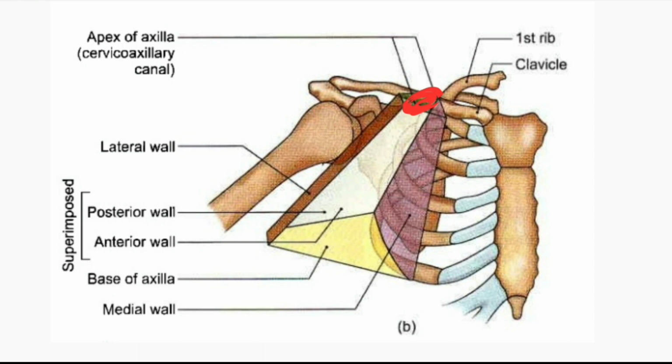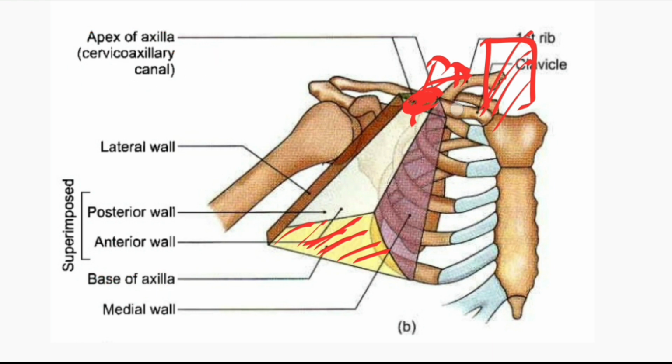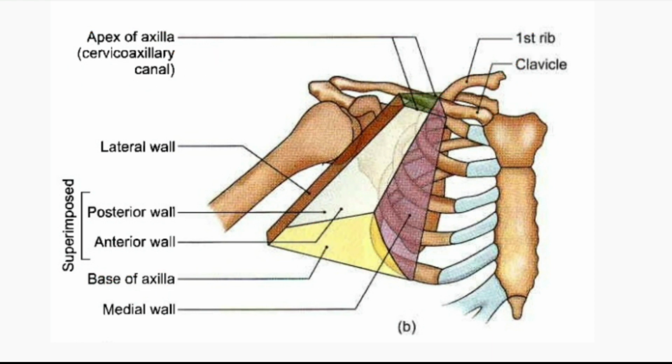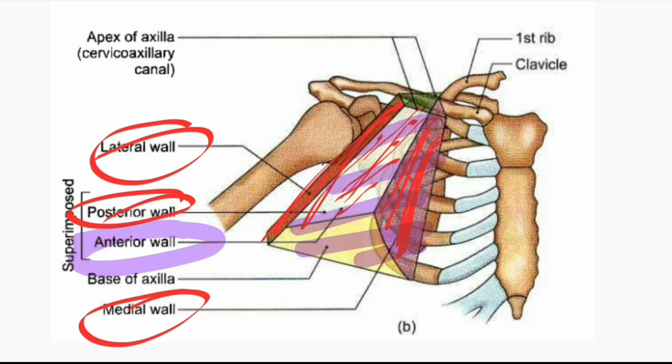This is the apex, which is directed upwards and medially to the root of the neck. This is also called the cervico-axillary canal. And the base is directed downwards, and it has four walls: anterior, posterior, medial, and lateral. This is the lateral wall. This is the medial wall, this is the posterior wall, and this is the anterior wall of the axilla.